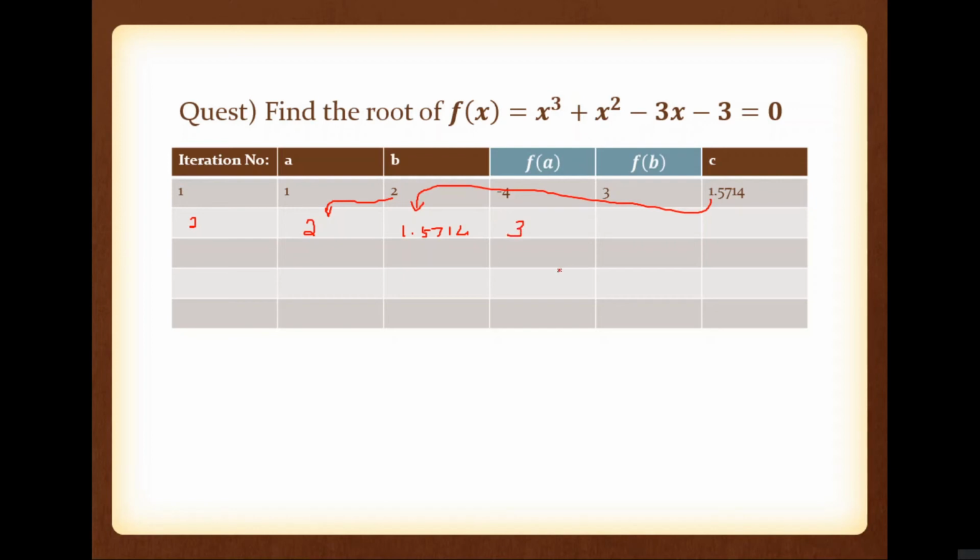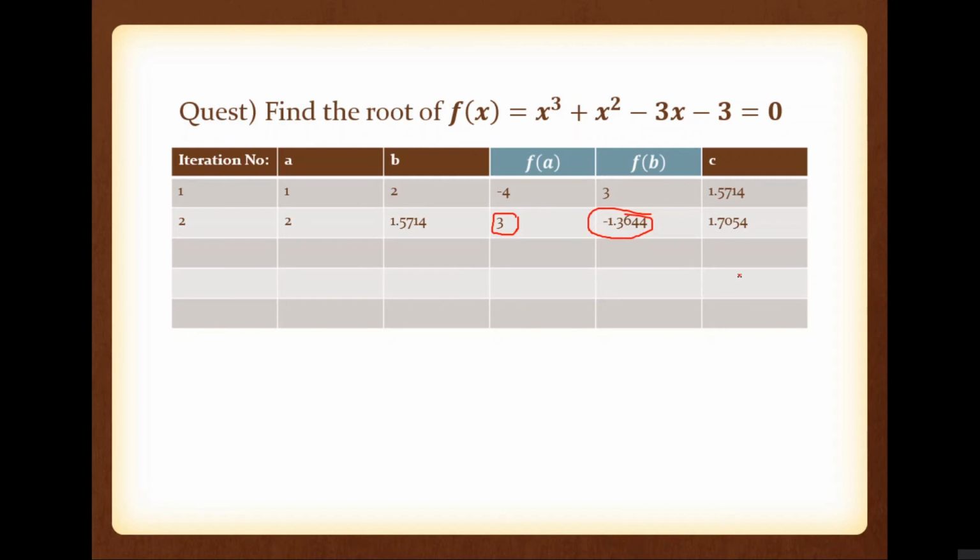Now you have to find the value of f of B, because B is 1.5714. F of B is minus 1.3644, meaning we substitute 1.5714 into this equation. So we have minus 1.3644. You can see that this magnitude is less than this magnitude, meaning f of B is less than f of A, so there is no need to swap these two terms.